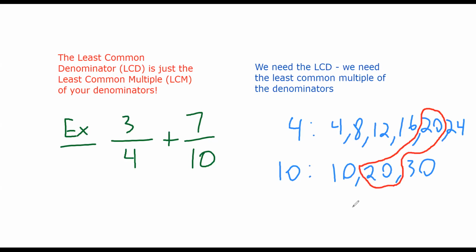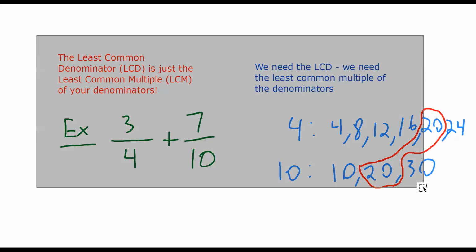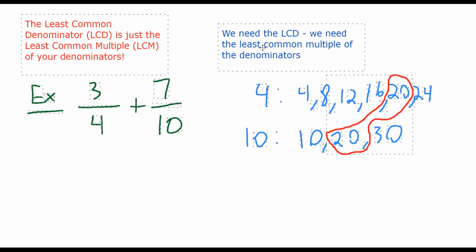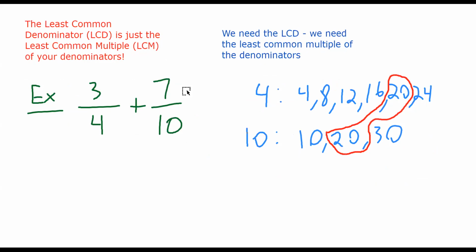We found the least common multiple. There's nothing smaller than 20 which is a multiple of both 4 and 10. Okay, so now we know the least common denominator. Let's move everything up. Now we know that the least common denominator is going to be 20, but here's what we have to do. We need to re-express both of these as fractions that have a denominator of 20.